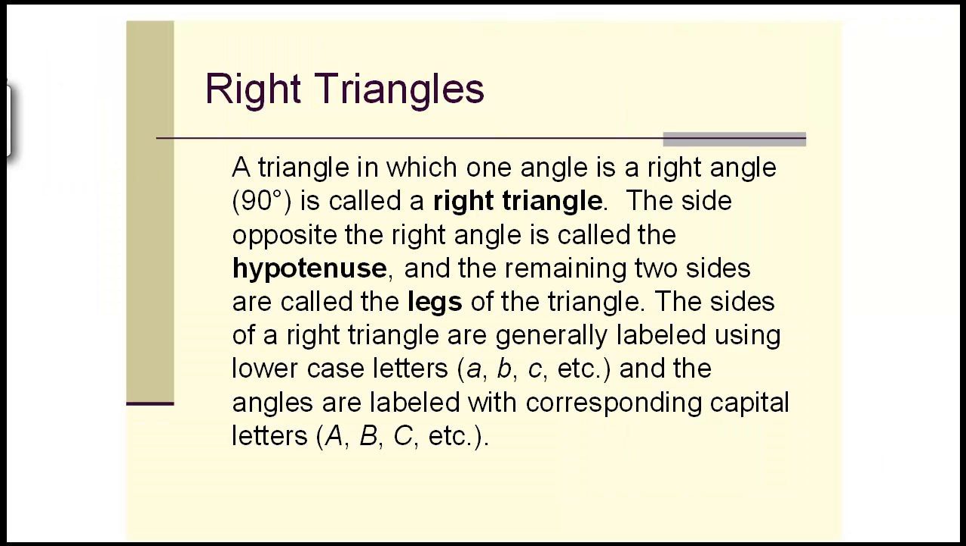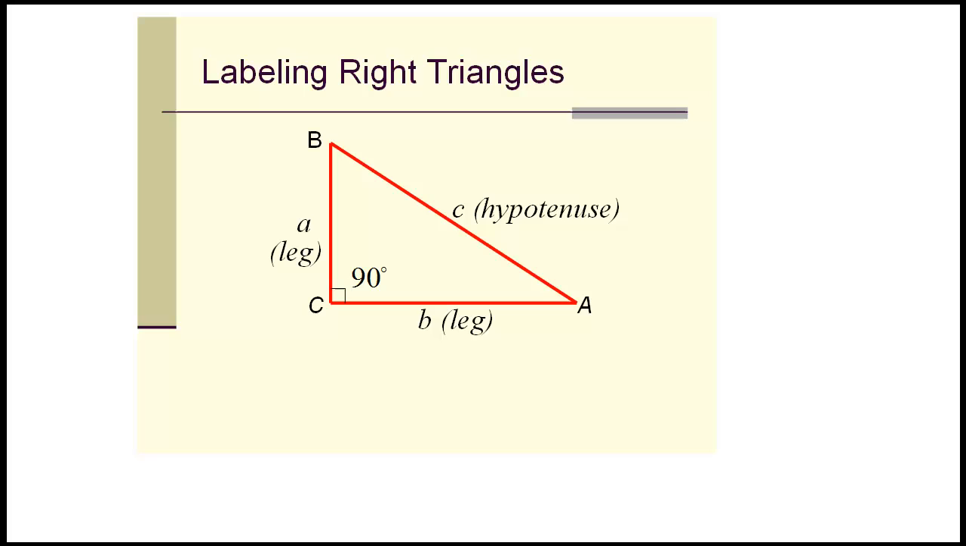A triangle in which one angle is a right angle or 90 degrees is called a right triangle. The side opposite of the right angle is called the hypotenuse. And the remaining two sides are called legs of the triangle. The sides of right triangles are generally labeled using lowercase letters, and the angles are labeled with corresponding capital letters. When labeling a right triangle, we usually use capital C to represent the 90-degree angle. The other two angles are labeled A and B, and they could be switched.